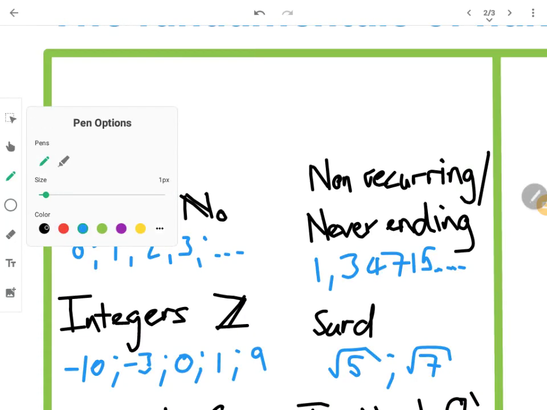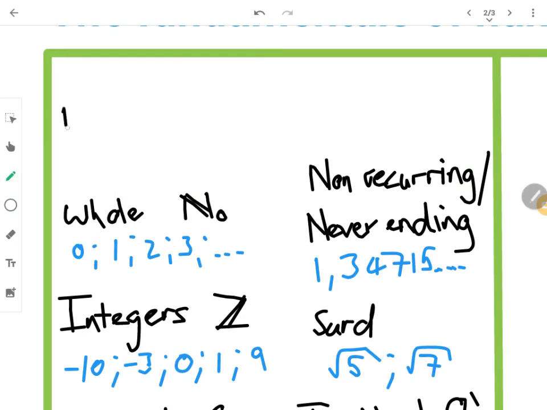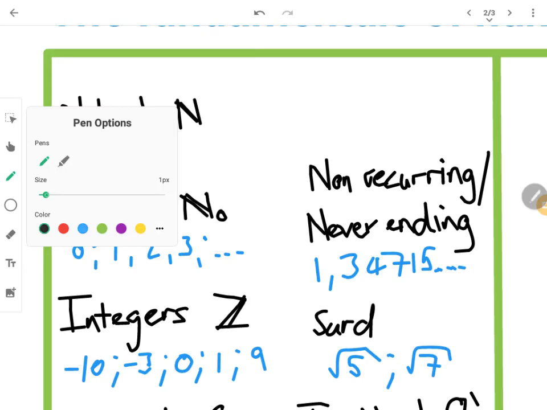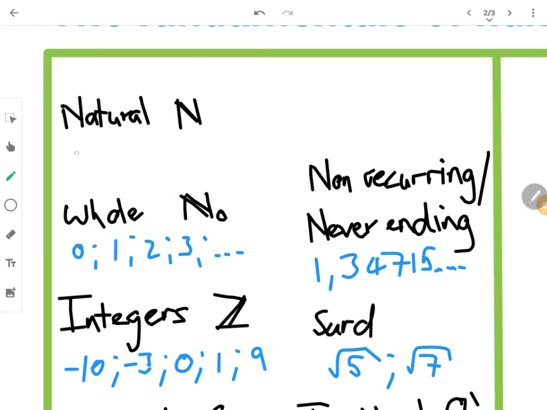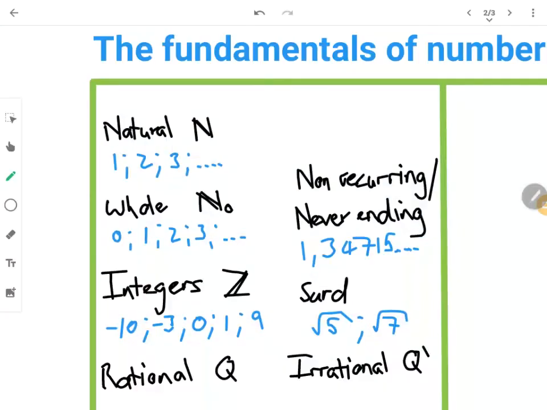Then inside whole numbers, we get natural numbers. The symbol for natural numbers is just an N. An example of these, we start from 1, so there's no 0, and we continue till positive infinity. So this is all the real numbers.